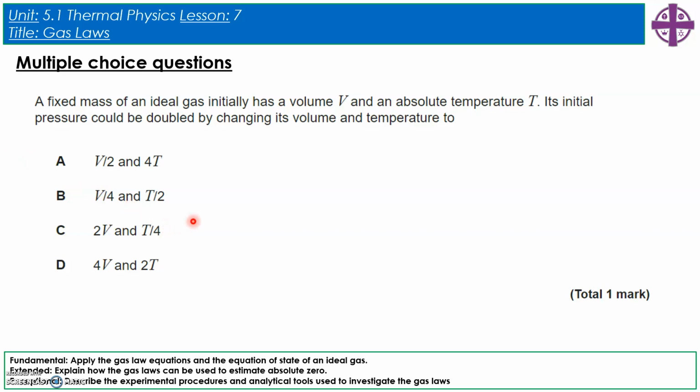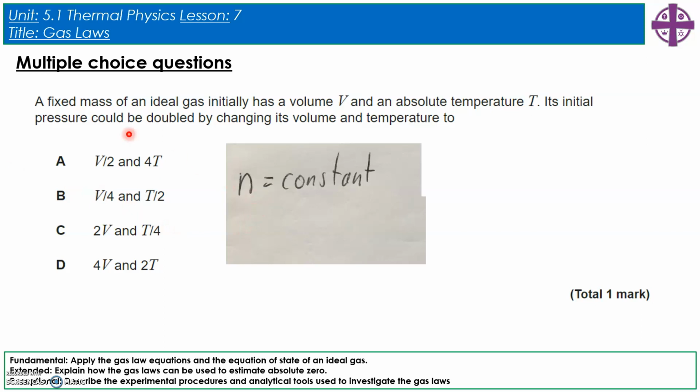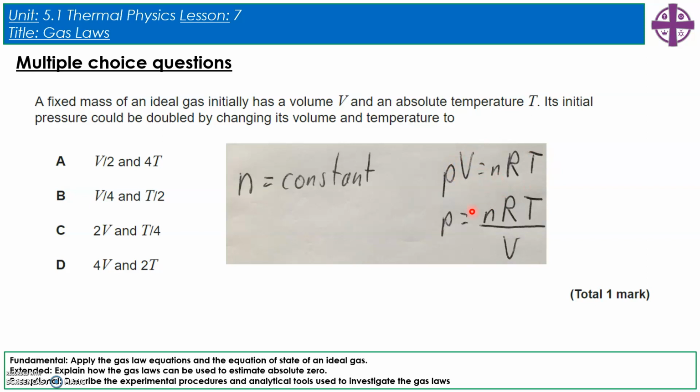Okay, so what you should have recognised was that n is a constant. Because it's a fixed mass, n is a constant. The number of moles is not changing. Which means that according to the equation of state of an ideal gas, if I rearrange this to get P, because I'm looking to see how pressure changes, I would get nRT over V, but now n and R are both constants, which means that pressure is directly proportional to T over V. The combination of these that would result in doubling the pressure is B.